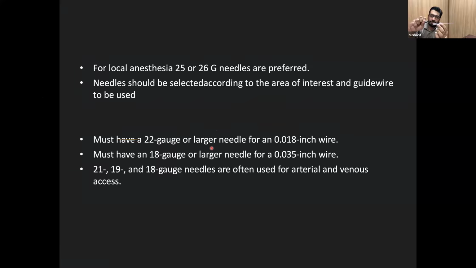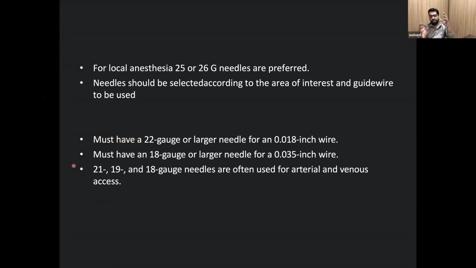So this needle is compatible with 0.035. So this is accepting the guide wire. And now over this guide wire, I can place my catheter and complete the procedure. Now this catheter can be slid over this guide wire and the placement can be completed. So once this catheter is inserted, we have an access into the drainage cavity, and over this we remove the guide wire and this catheter is now in place.